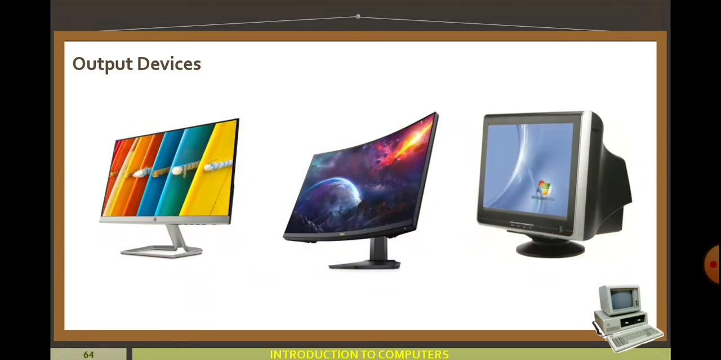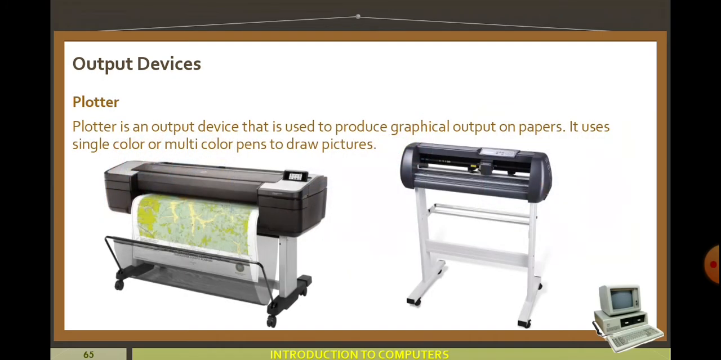So these are the different types of monitors: LCD, LED and CRT monitors. Now you can see about plotters. Plotters are mostly used for taking prints on large size papers or banners. If you want to take a print of that kind, we can use plotters. A plotter is an output device that is used to produce graphical output on paper.